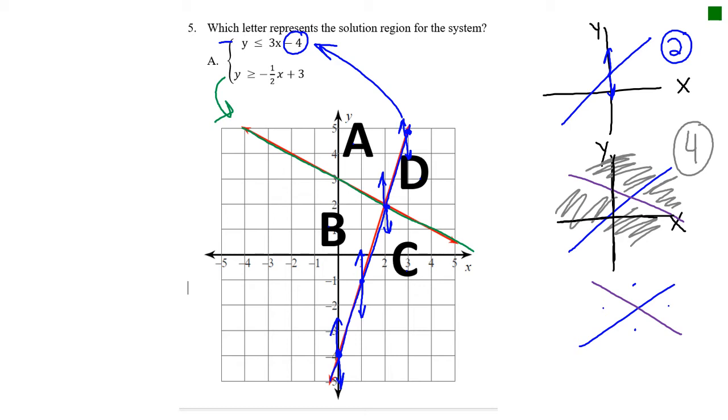Now that I know which sides are going down and which sides are going up, I can go back to my symbol. My symbol is telling me that y is less than or equal to. Because it's less, I'm going to have to shade down. But remember, when I'm shading down, this is going to become my A. So every section that has an arrow going down, I'm going to draw an A.